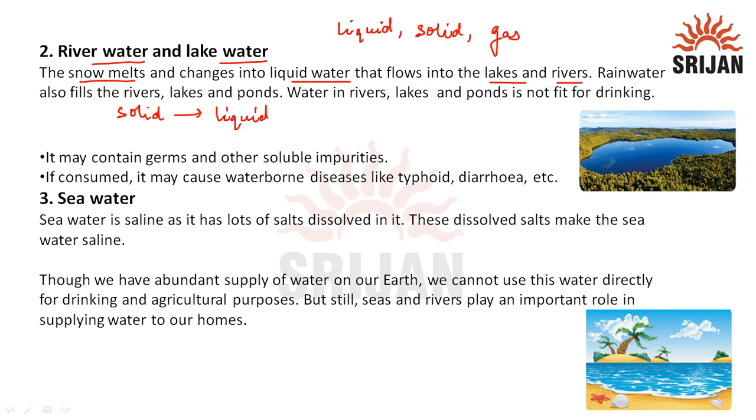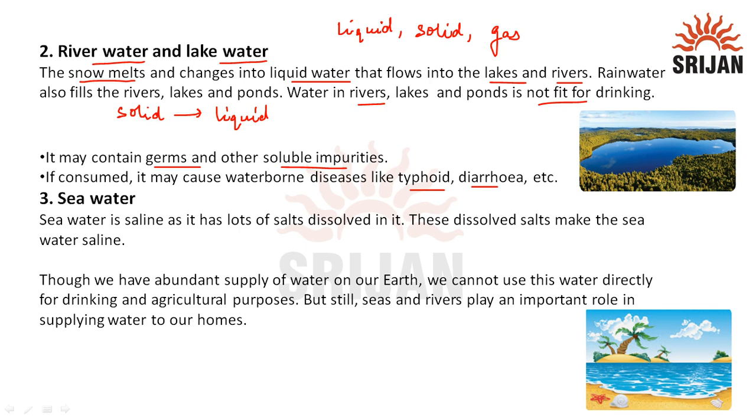The rainwater also fills the rivers, lakes and ponds, and the water in the rivers, lakes and ponds is not fit for drinking. We cannot directly drink this water as it may contain some germs and other soluble impurities, and if we consume it, it may cause diseases like typhoid, diarrhea, etc.